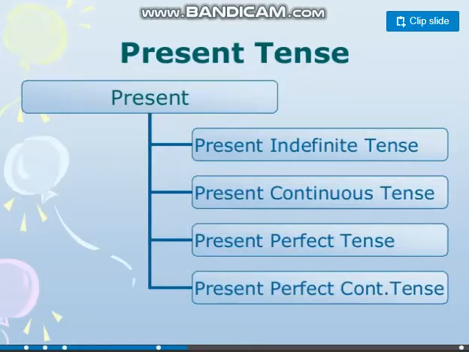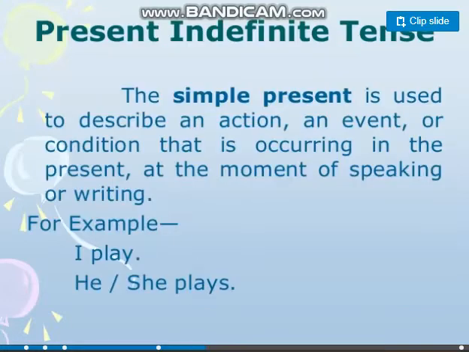Let's first discuss present indefinite tense, which can also be called simple present tense. The simple present is used to describe an action, an event, or condition that is occurring in the present at the moment of speaking or writing. Here they are saying that we use simple present tense only for those actions, events or conditions that are occurring now, at the present moment. Whenever we are speaking, those actions, conditions and events happen at the same moment.